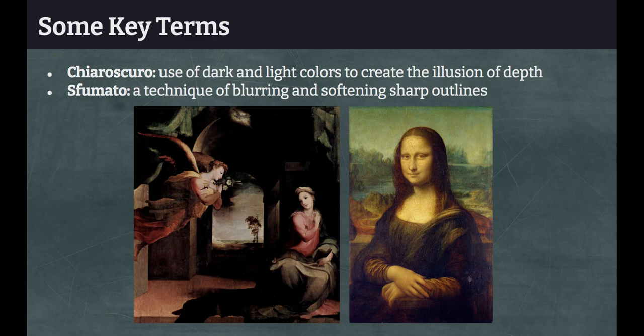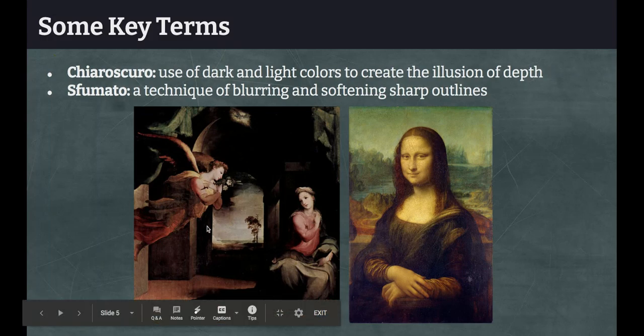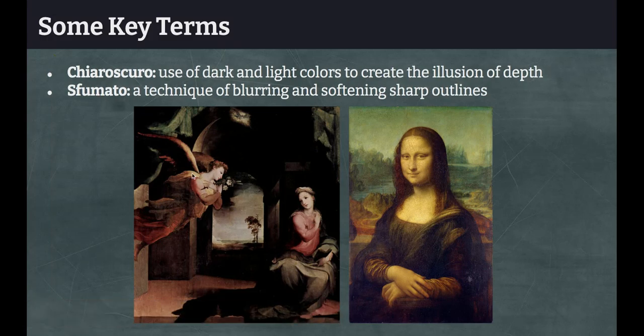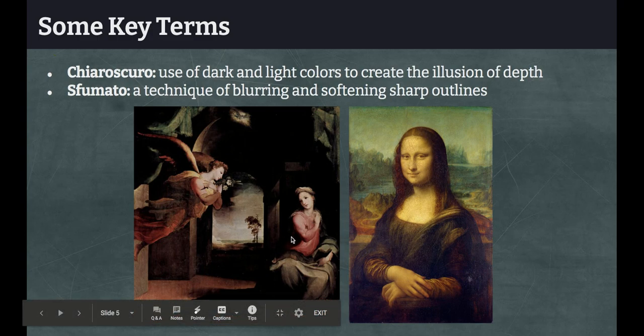All right, before we get into those specific characteristics, let's identify some key terms. Make sure you have these in your notes if you don't already. I'm going to butcher their pronunciation. The first one is chiaroscuro, and that's the use of dark and light colors to create the illusion of depth. You see in this image here, that is, again, the Virgin Mary, so we're seeing religious themes again. She is learning about her pregnancy with baby Jesus from the archangel here, right? We see her face is highlighted in light, and then the rest of the background is very dark, so it creates this really dramatic contrast.